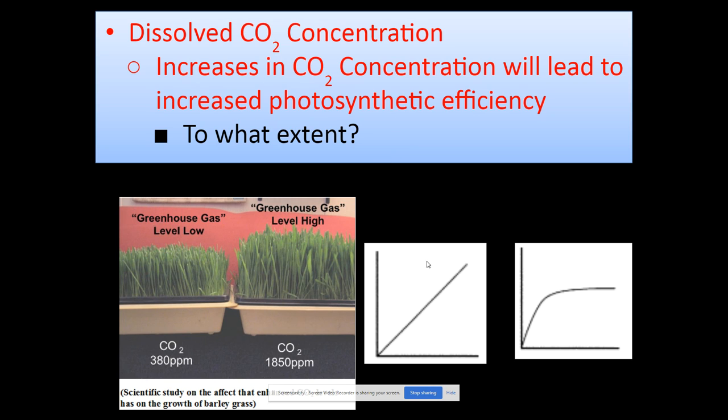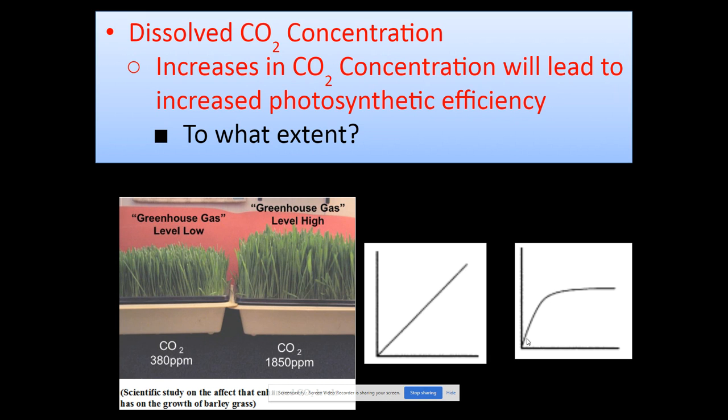However, the question is to what extent? It's most likely one of these graphs similar to light intensity where it plateaus off, because as you increase the carbon dioxide concentration, there's more carbon dioxide available for the plant, so it's going to work better. However, at a certain point, the plant can't absorb any more carbon dioxide than it already is.